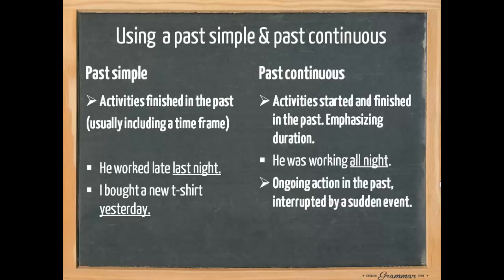We also use a past continuous for an ongoing action in the past interrupted by a sudden event. For example, I was buying a t-shirt when I ran into her. So I was doing something and then suddenly a friend came up to me. That's when I ran into her.